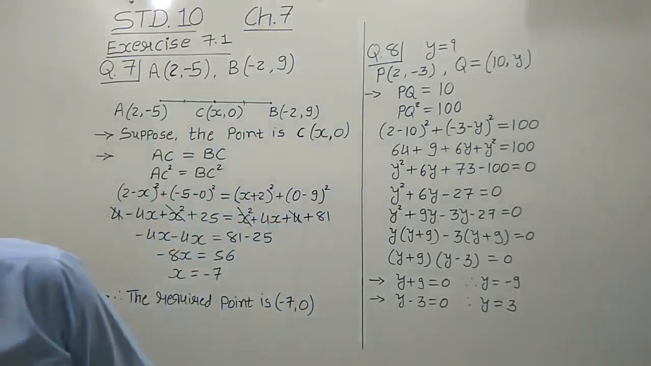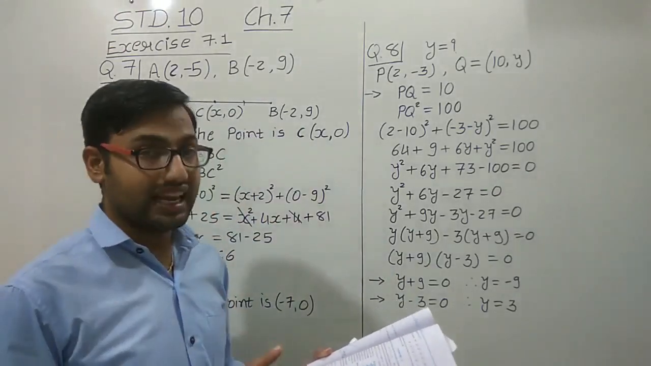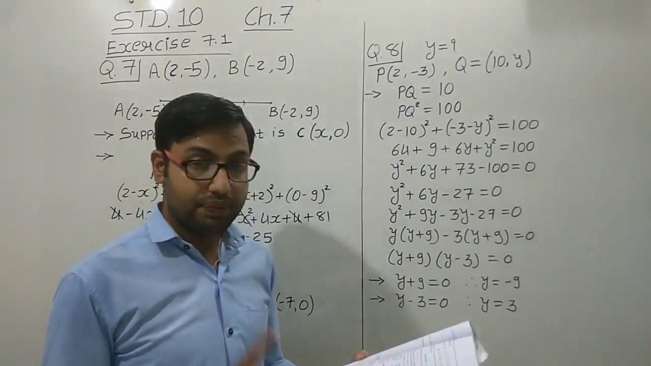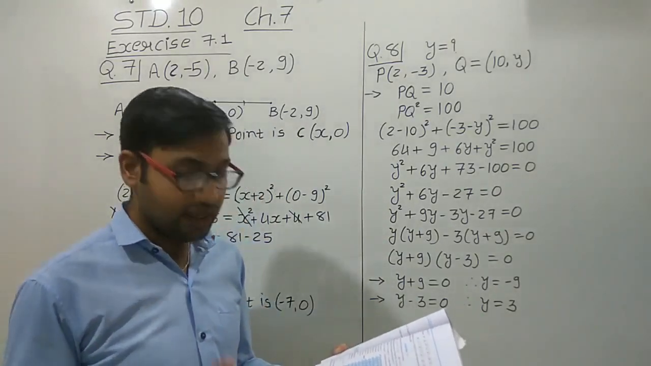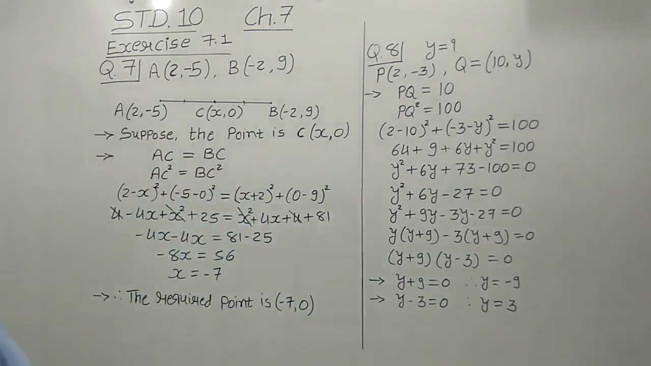Now let us understand question number 8. What is the question? Find the values of y for which the distance between the points P(2, -3) and Q(10, y) is 10 units.